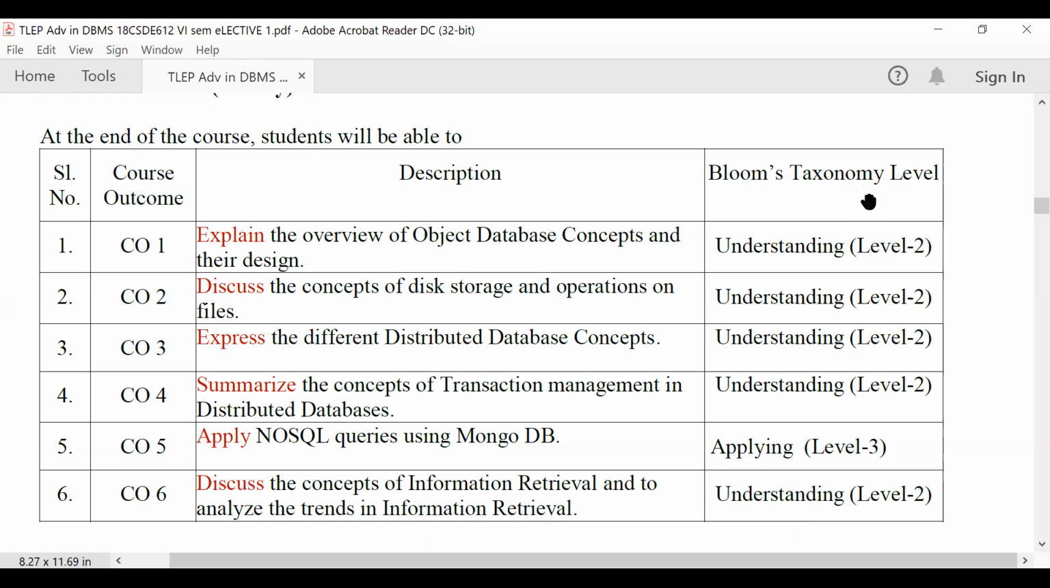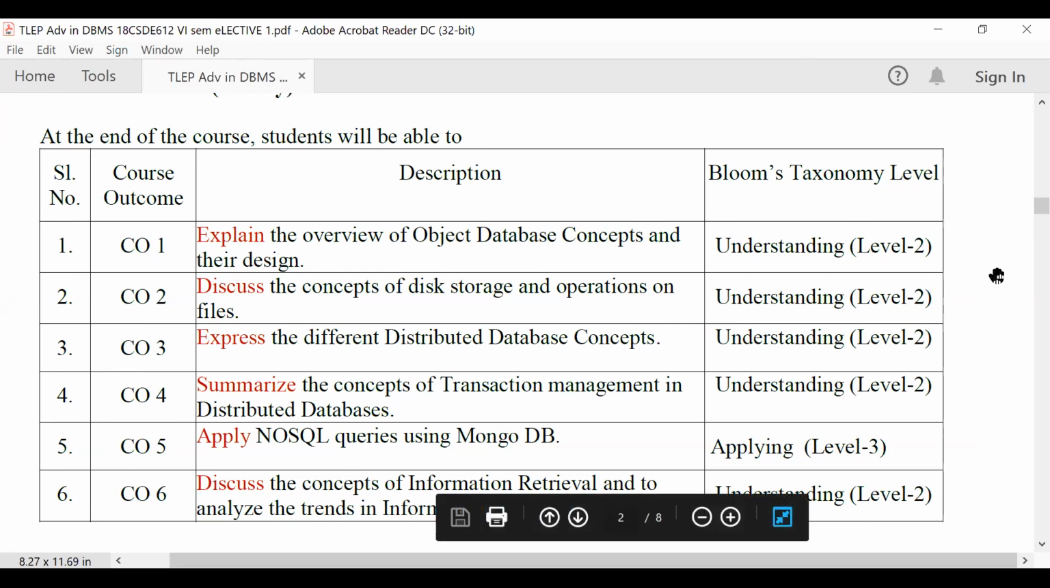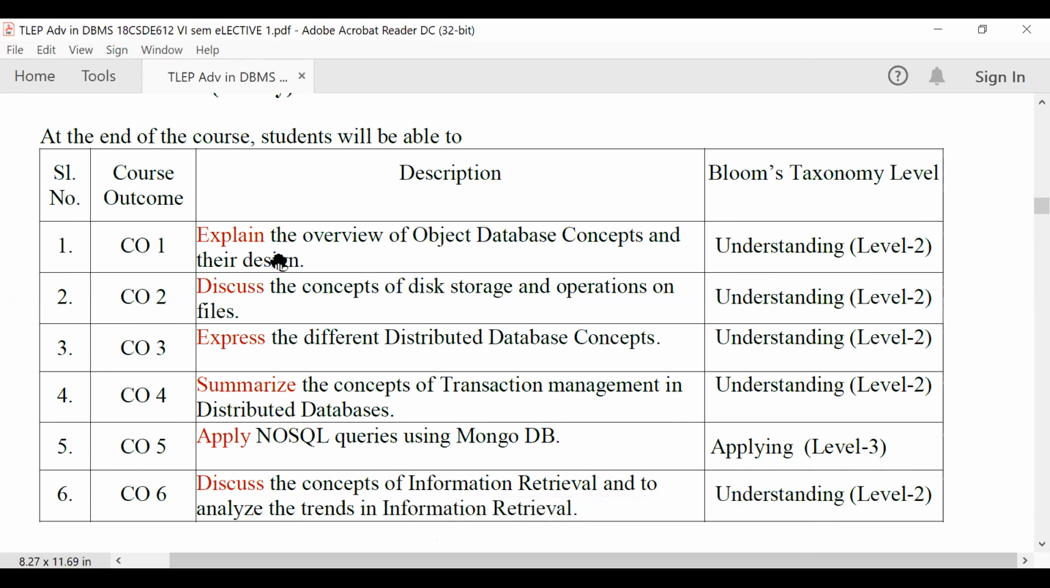In Bloom's taxonomy, we have 5 levels. First level is remembering level, second level is understanding level, third level is applying level, fourth level is analyzing level. And according to Bloom's taxonomy, we will use the keywords. Say the first course outcome is explain the overview of object database concepts and their design. Here we are using the keyword explain, taken from the second level, understanding level. The same way, the second CO statement is discuss the concepts of disk storage and operations on files. The keyword discuss is from Bloom's taxonomy level 2, understanding level.